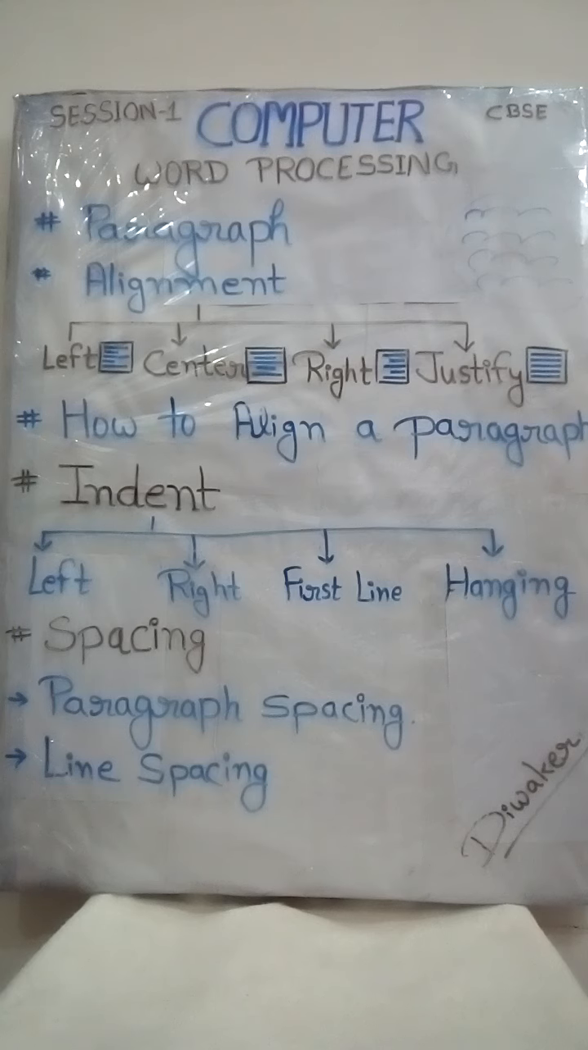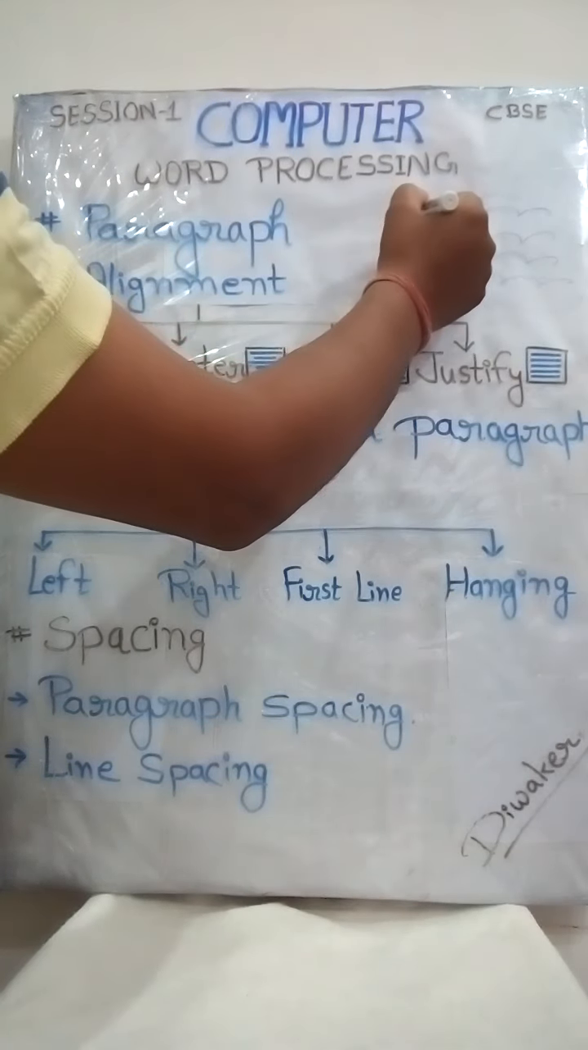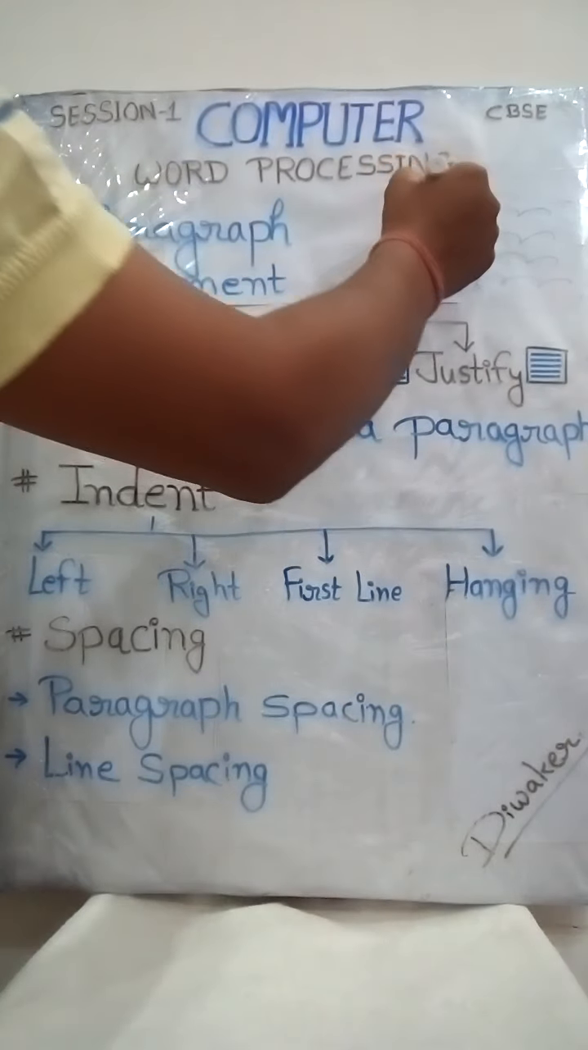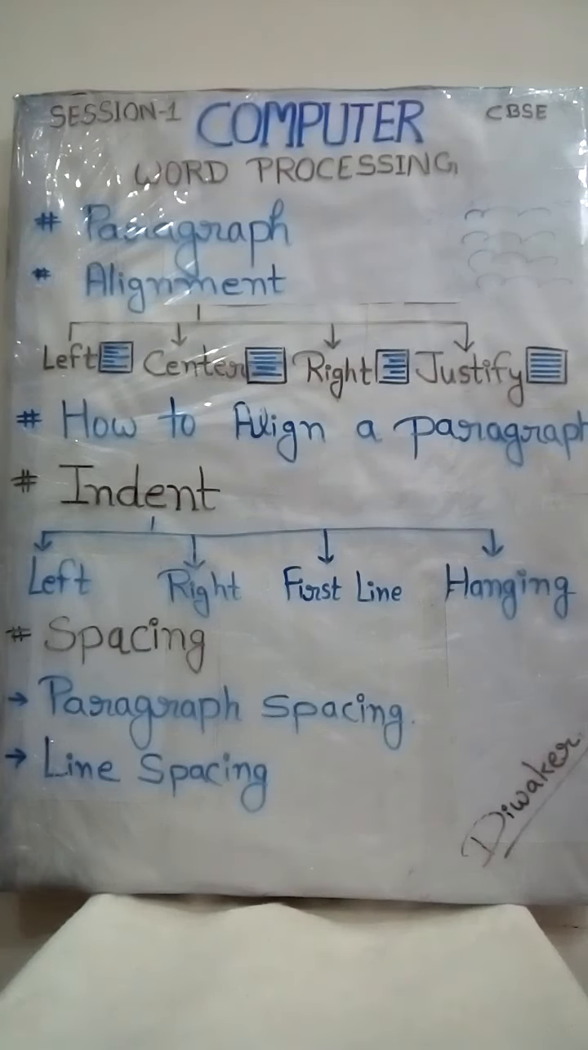Okay, students, indent is the process of increasing or decreasing the space between the left and right margin of a paragraph. The space between the left margin and right margin of a paragraph is known as indentation. Right margin and left margin के बीच का space को हम indentation कहेंगे. So indentation is the process of increasing or decreasing the space between the left and right margin of a paragraph.